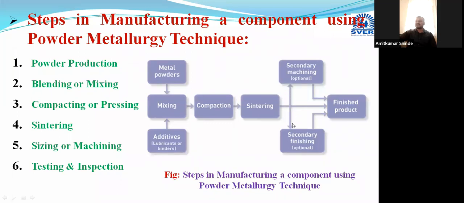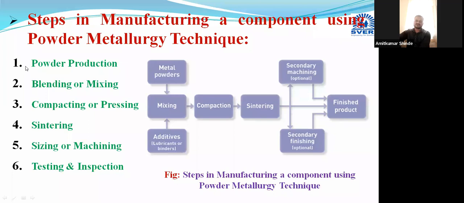Some secondary machining operations or sizing operations, and at the end we will get the finished product. Before practically using it, we have to perform some testing and inspection. Okay, so these are the steps involved in the manufacturing of a component using the powder metallurgy technique. Now, one by one in brief, I am going to discuss all these methods.